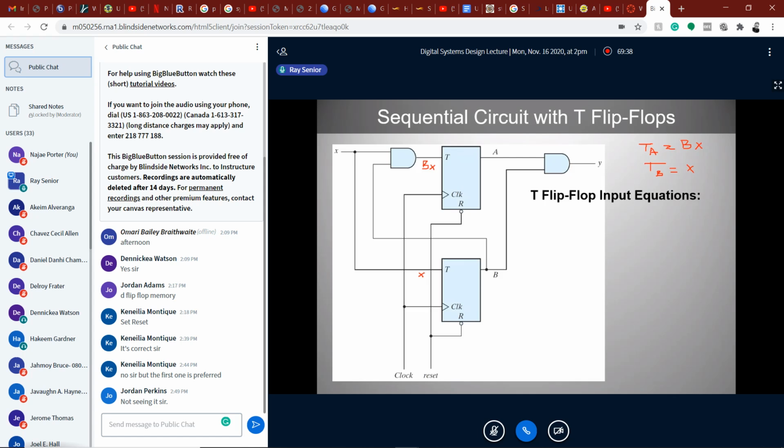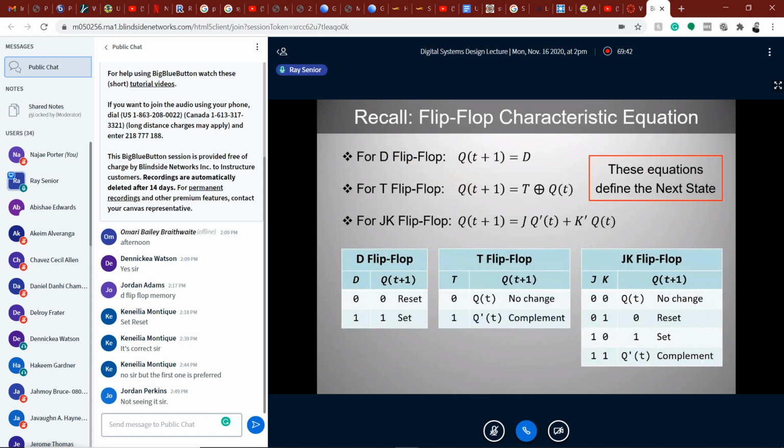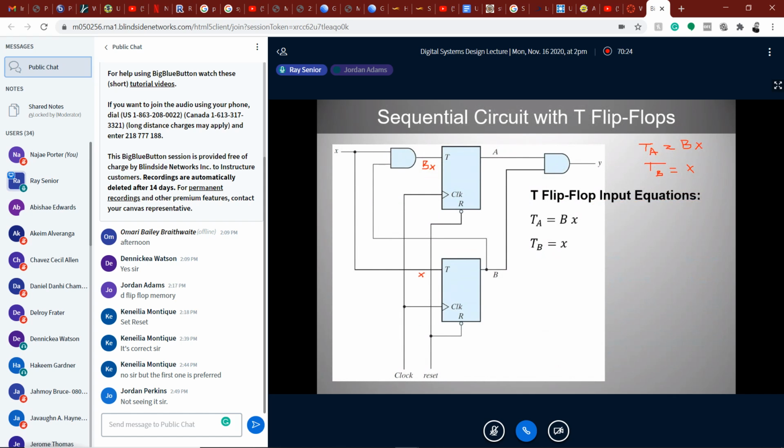Let me go back to the screen before. Remember, what you're working with now for the next state equation is this, because we're dealing with T flip-flops. Q is the state in this equation. To get Q(t+1), which is the next state of the T flip-flop, we simply XOR the T input with the present state value. Whatever we calculate for T, we do an exclusive OR calculation with the present state value. Now let me go back to where we are calculating the next state.